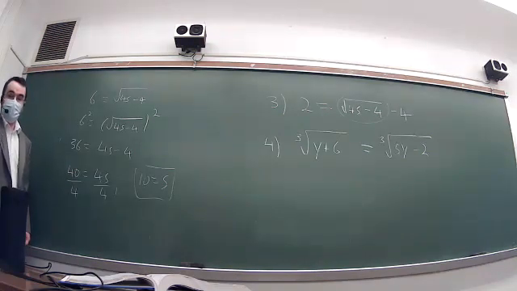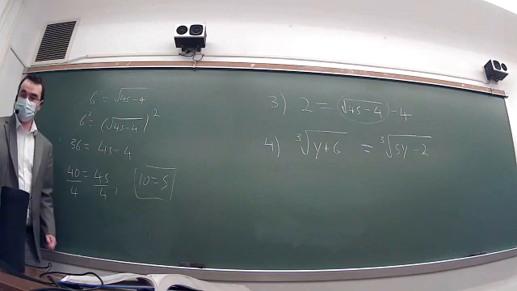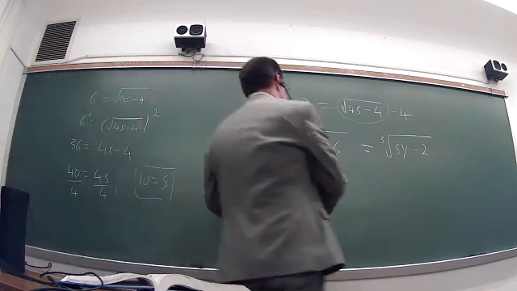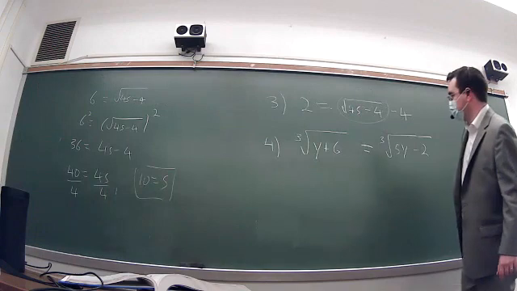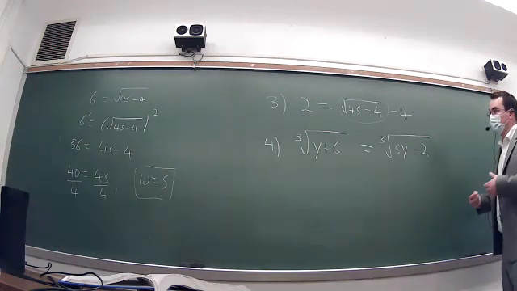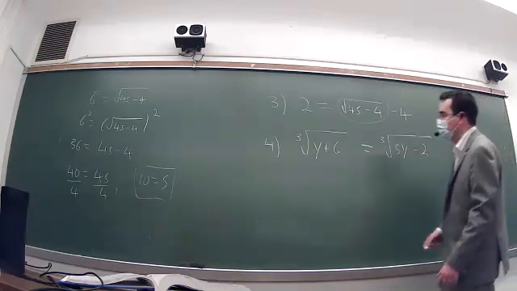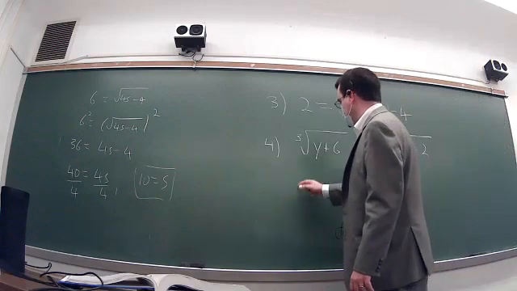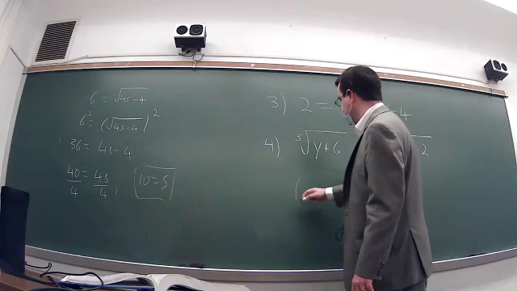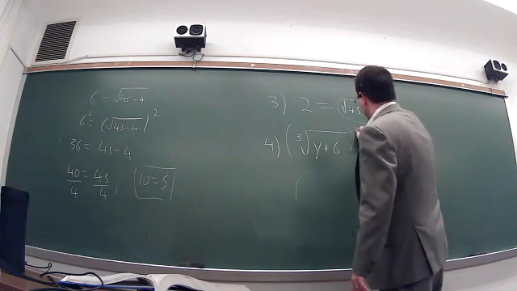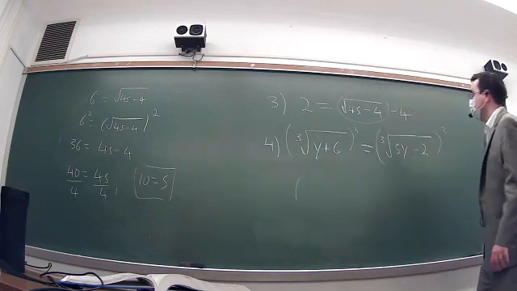So any questions on that so far? The fourth one's a little different. It's just the cube root. So how do we eliminate a cube root? Well, then you would cube both sides.